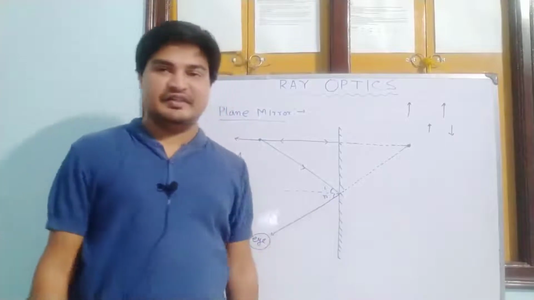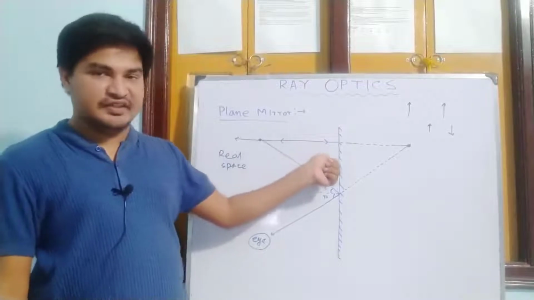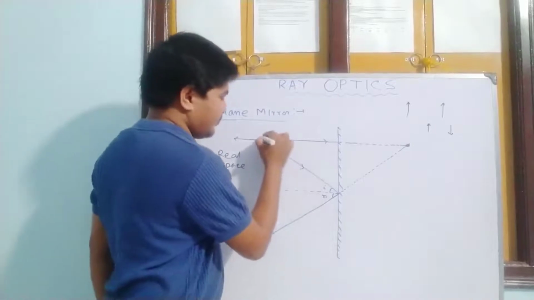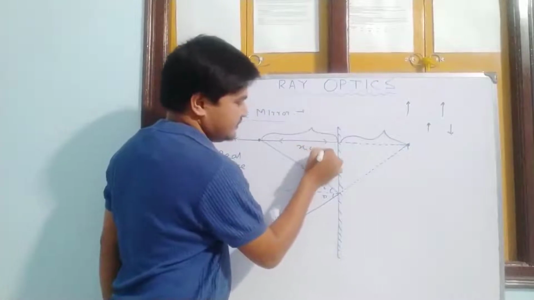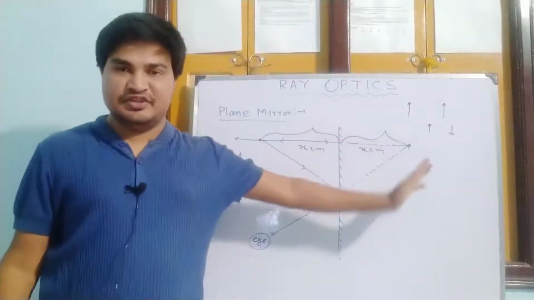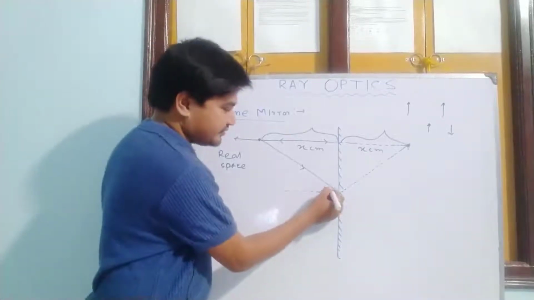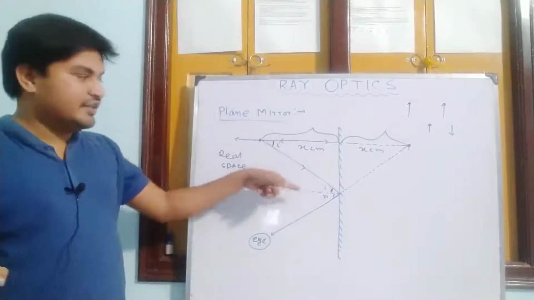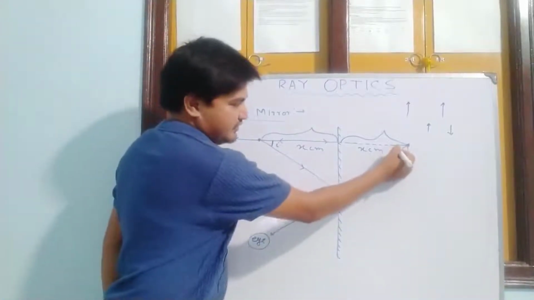And the third property is that in case of image formation, the distance of the object from the mirror is equal to the distance of the image from the mirror. That is, if it is x centimeter, it is also x centimeter. This is called object distance, this is called image distance. We can also prove it very easily. If this angle is I, we can also say this angle is I. This is an alternate interior angle, and in this case if this angle is R, we can say this angle is also R.